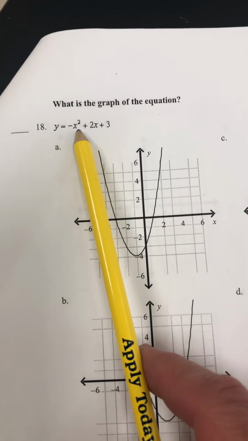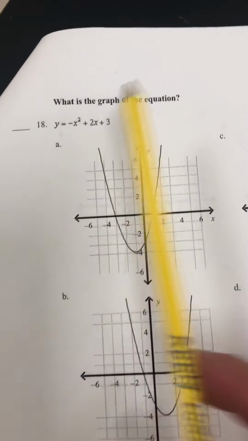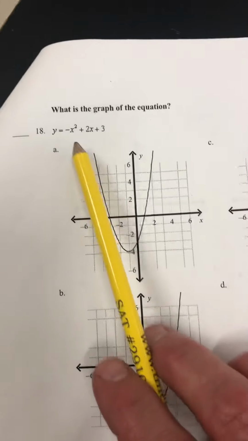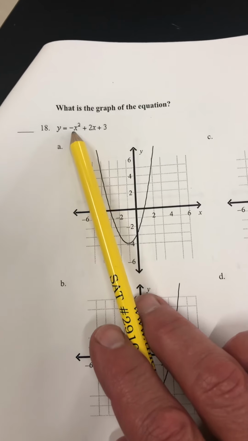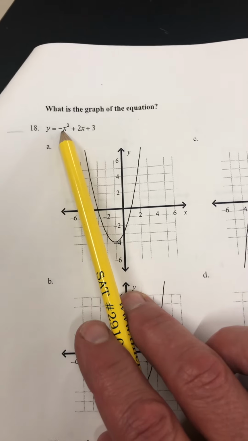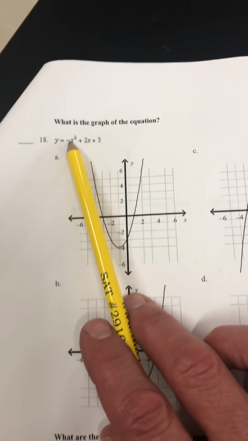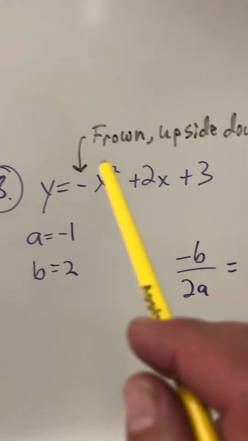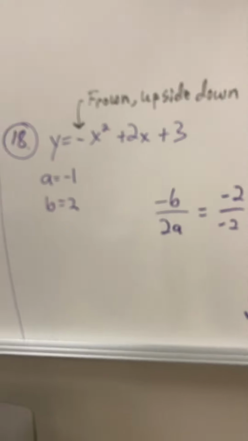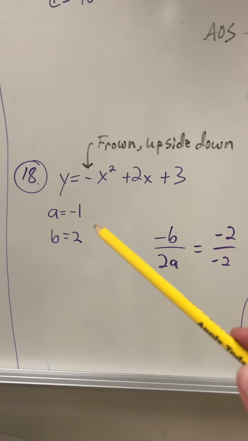Going on to number 18. We have y equals negative x squared plus 2x plus 3. Now you just have graphs, okay? So first of all, notice that's a negative. So negative, you know it's going to be a frown shape. So it's the parent function flipped upside down. It's going to be a frown. Now you just have a choice of 2. You have a 50-50 shot of getting it, but you can do even better by using the axis of symmetry.